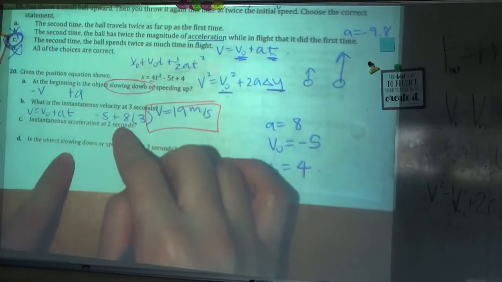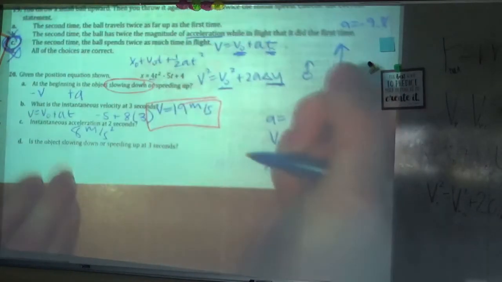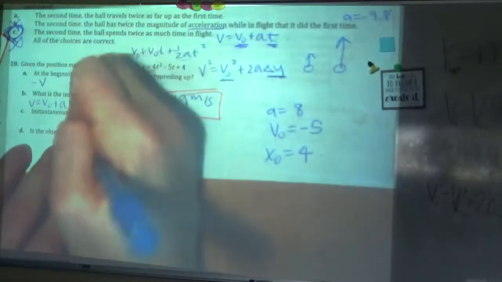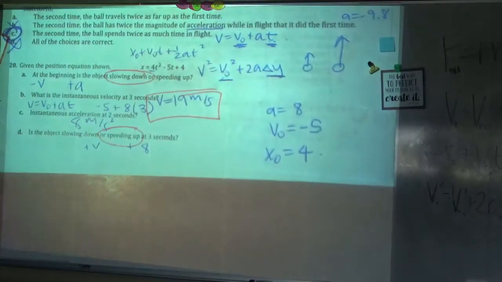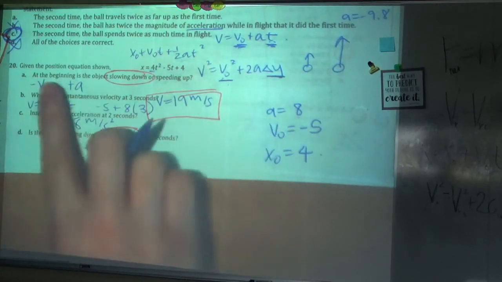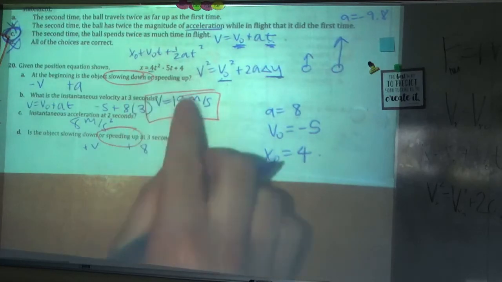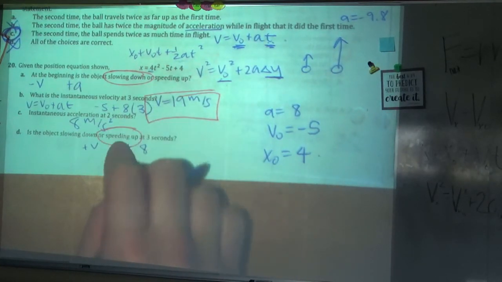Instantaneous acceleration at 2, well, the acceleration isn't going to change, it's 8 meters per second squared. And at 3 seconds, I now have a positive velocity and positive acceleration, so it should be speeding up. So the first part, when your a and your velocity were different directions, it slowed down, and then it started going in the positive direction. Now they're the same sign, so now it's speeding up.